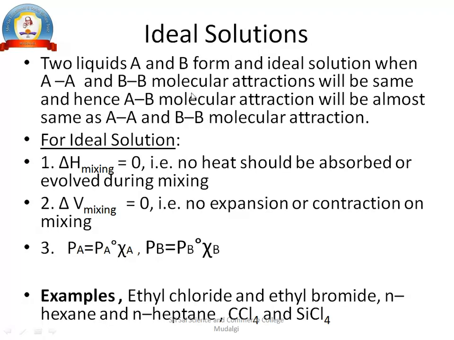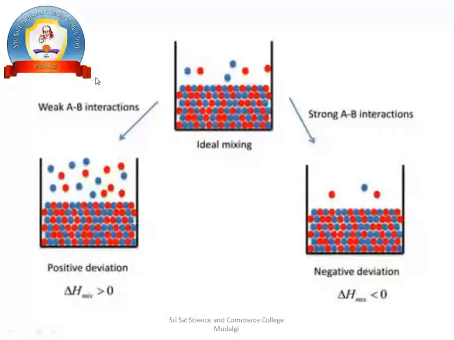So the sentence is very simple. Here you can see the red balls are said to be A. The interaction between the red balls is said to be AA interaction, and the blue balls are said to be B. The interaction between the blue balls is said to be BB interaction, or we can say AA molecular interaction and BB molecular interaction.